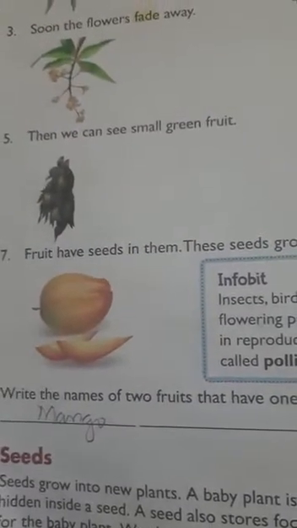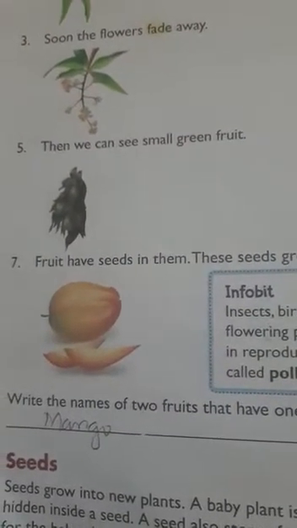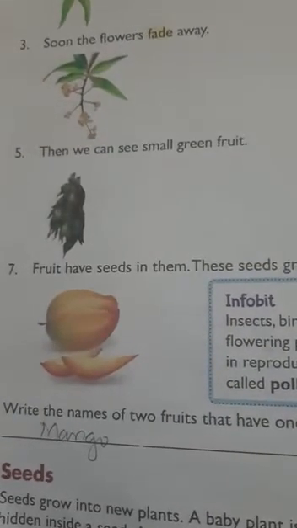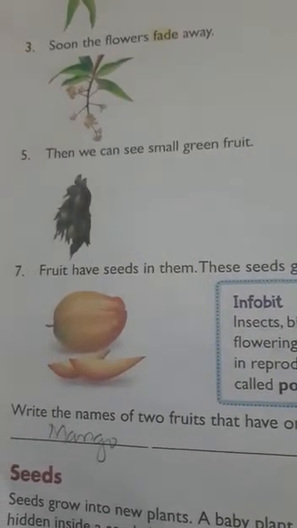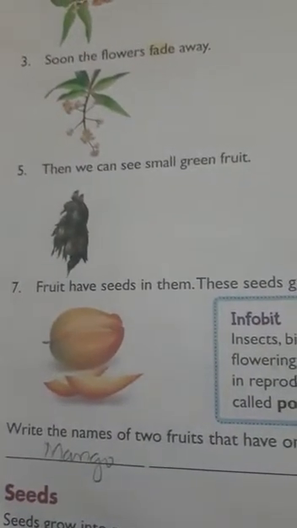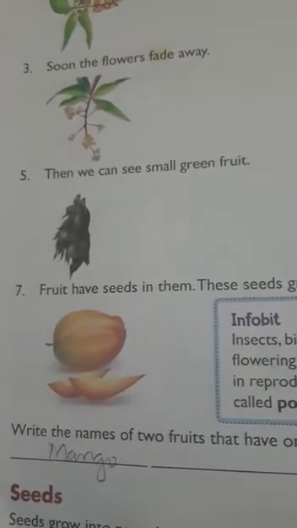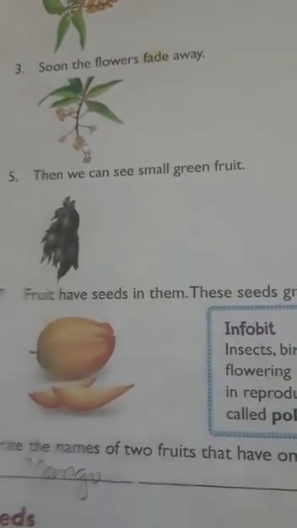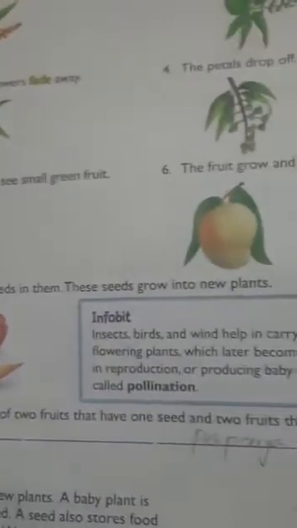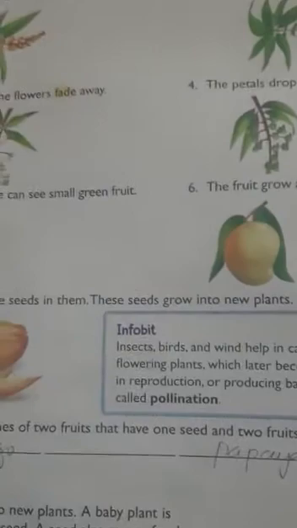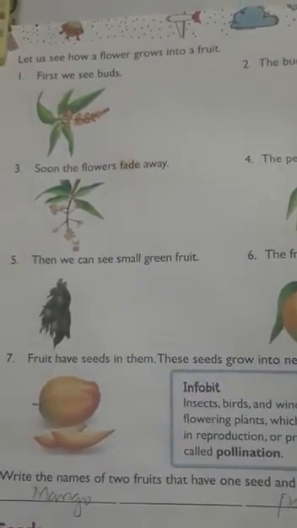fruits have seeds in them. When we cut and eat the fruit, we find that a seed will be present. As we discussed above, in some fruits there will be only one seed. In some fruits there will be 4 or 5 seeds, and in some fruits many seeds will be present, like pomegranate. Fruits have seeds in them. These seeds grow into new plants. Okay, this is how a flower grows into fruit.